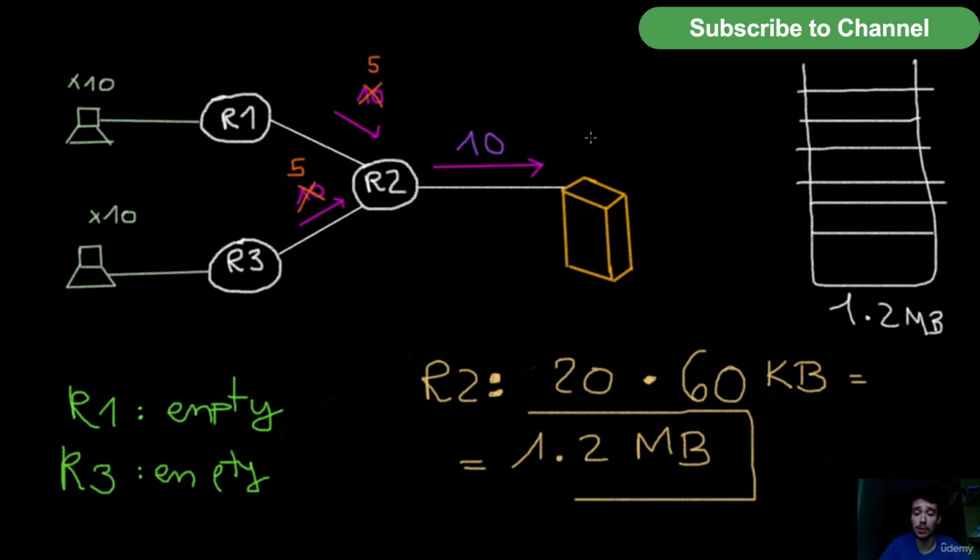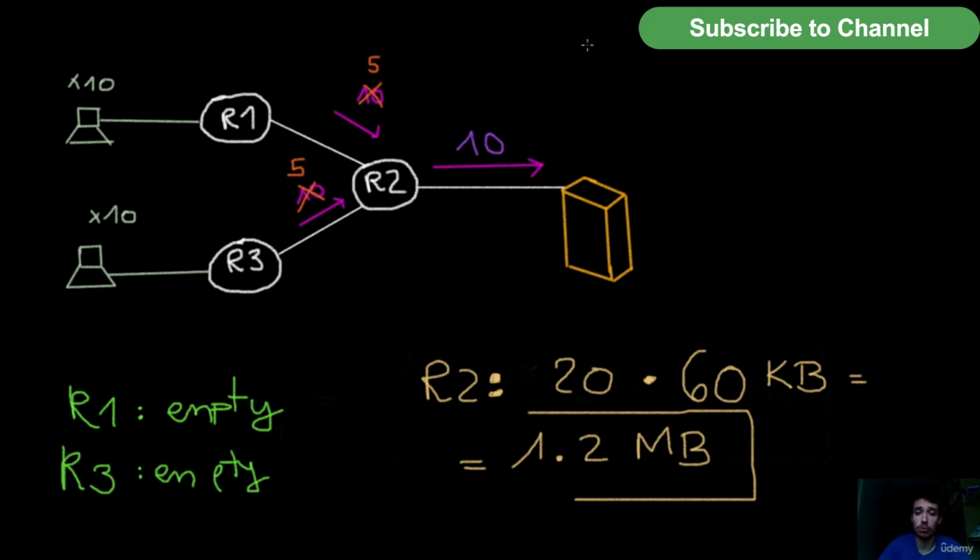Therefore, what is going to be the round trip time? Well, the round trip time is going to be the time to be inside the queue. So essentially it is going to be the total size of the occupation buffer in the router 2. So this is 1.2 megabytes, all this divided by the effective speed or the effective velocity, which is 10 megabits per second.